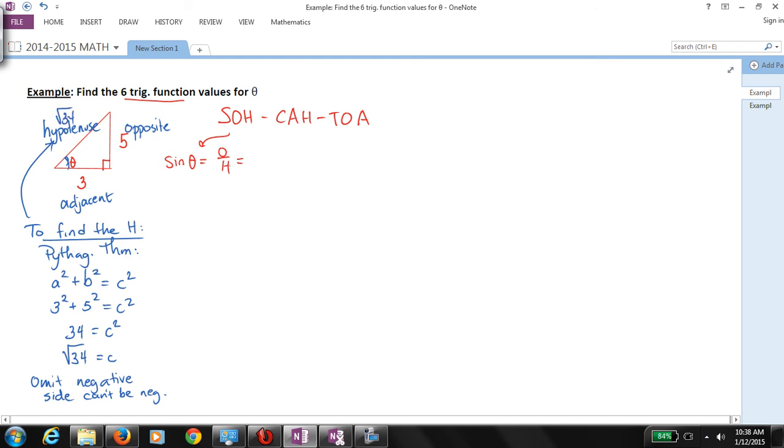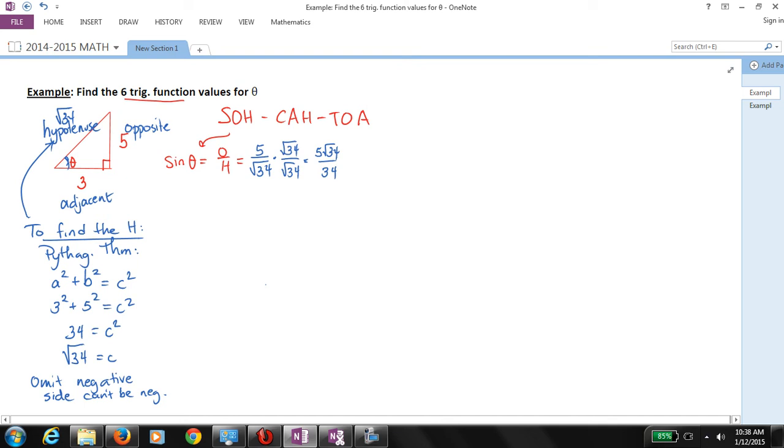So opposite over hypotenuse is going to be 5 over square root of 34. Now, on the assignment that I give you, they do simplify these. They rationalize the denominator. So just simplify this times the square root of 34 over square root of 34, which is what? Just 5 square root of 34 over 34. So that's what sine of theta is.